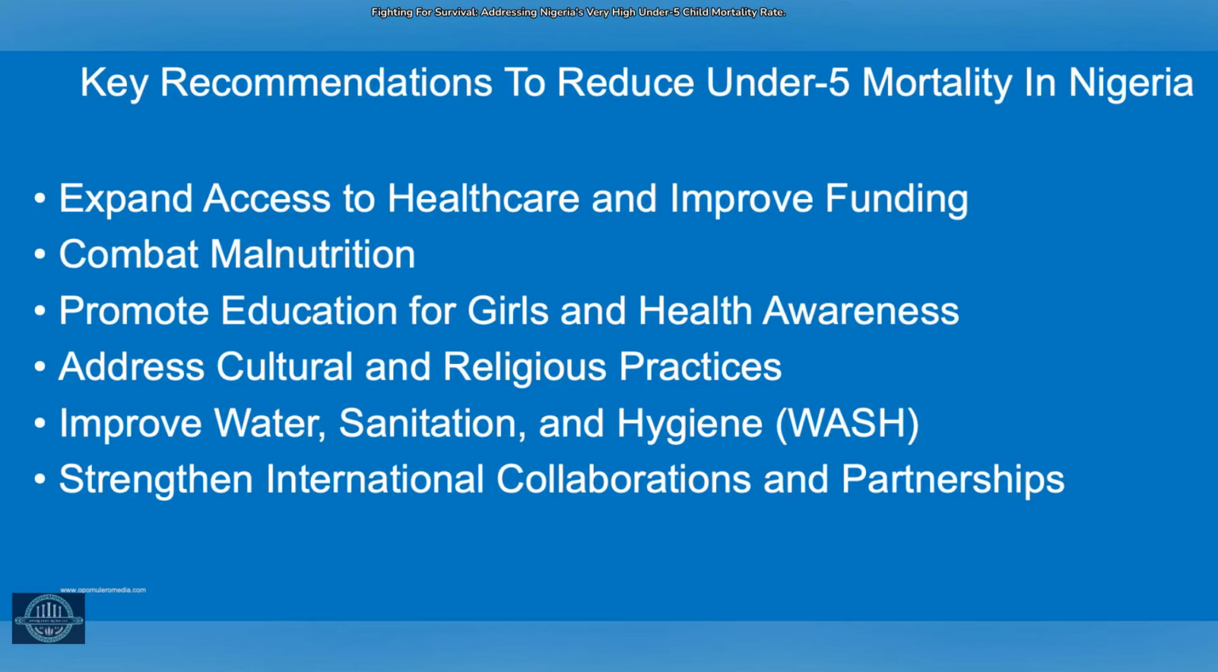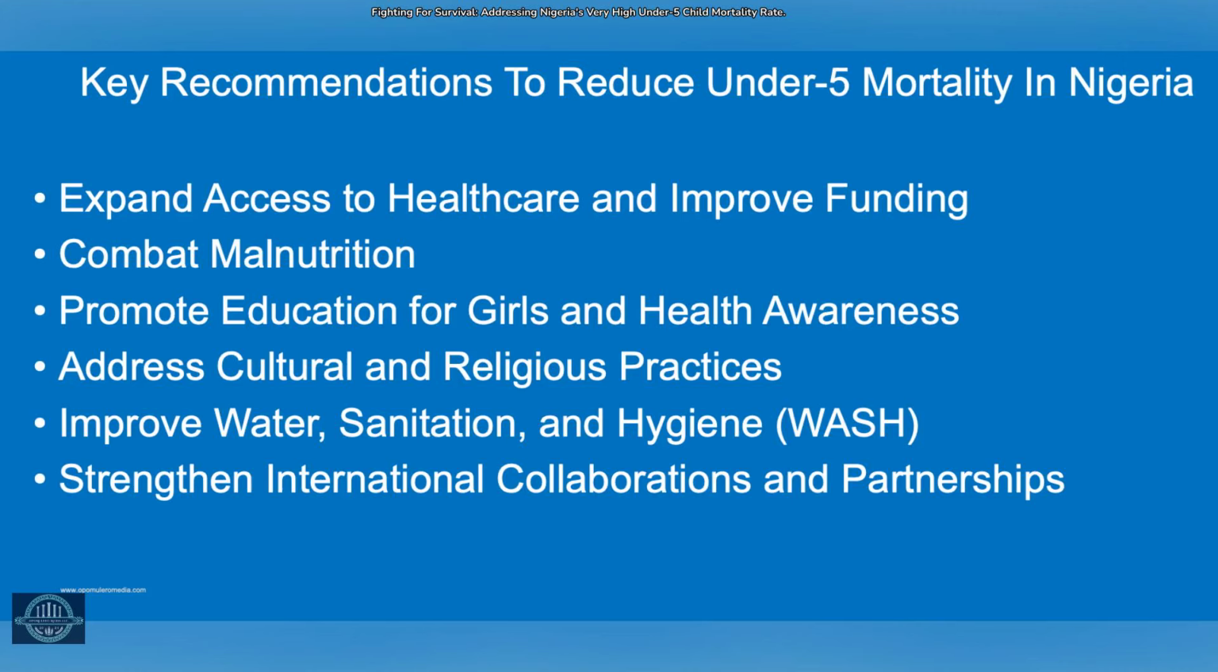Addressing cultural and religious practices by promoting family planning, including the education of communities about the benefits of birth spacing, at least 24 months between pregnancies, to reduce risks associated with high fertility and closely spaced pregnancies. Delaying early marriage and pregnancy by working with religious and community leaders to discourage child marriage and promote delaying pregnancy until women are physically ready, ideally after age 18.